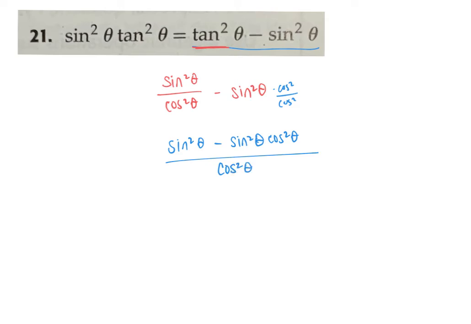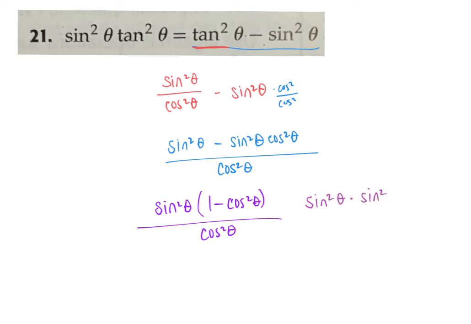All right. Now, that numerator, what can I do with the numerator here? Yeah, I can factor out a sine squared. So I'm going to factor that out here, and I'll be left with 1 minus cosine squared. Which is what? Which is sine squared. So 1 minus cosine squared is sine squared. So I can say sine squared times sine squared over cosine squared.